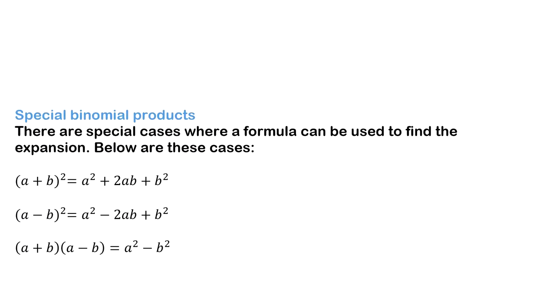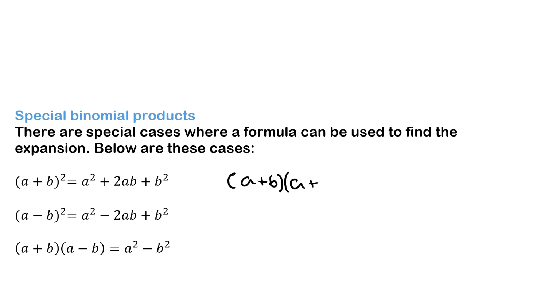There are some special cases where we have special binomial products. These are special cases where a formula can be used to find the expansion. Below you can see these cases. So we have (a plus b) squared. That will get us that. We can use these formulas then to find a solution. Alternatively, you can also just go (a plus b)(a plus b), and then draw your arrows to get the same thing. If you find the arrow system easier, you can do this.